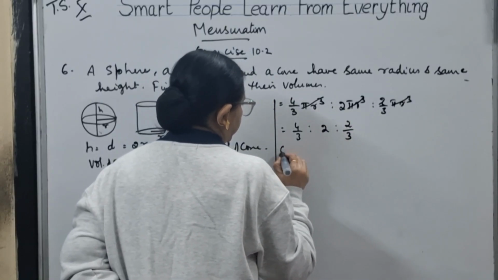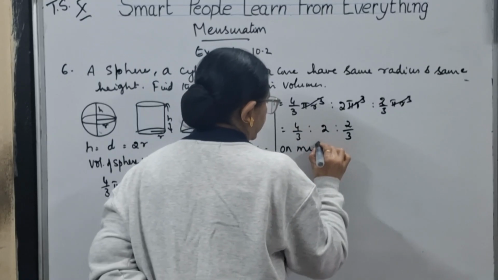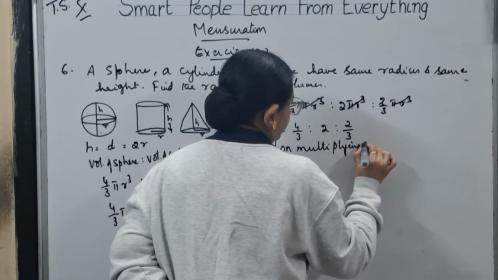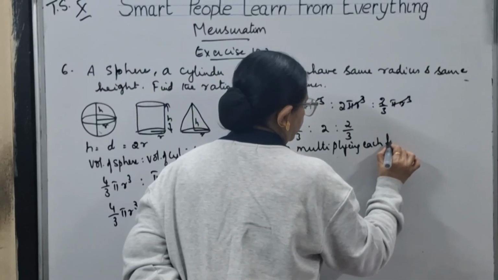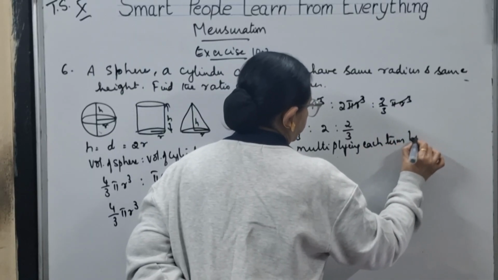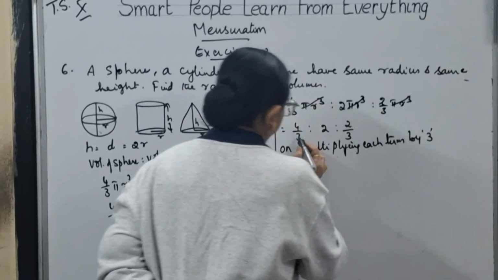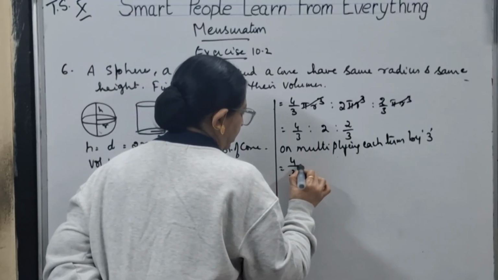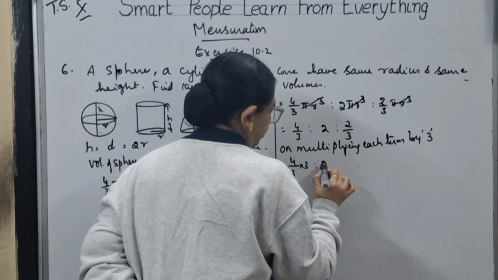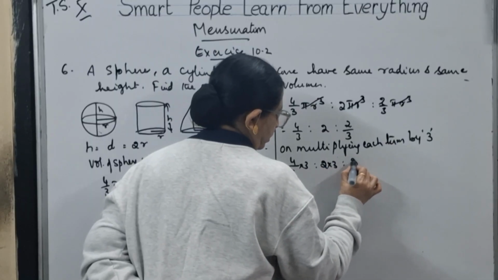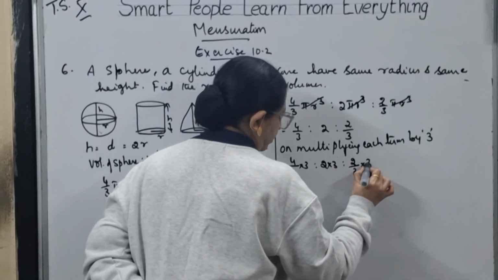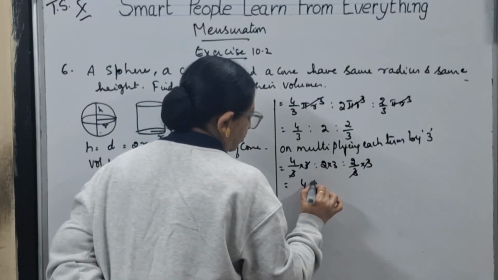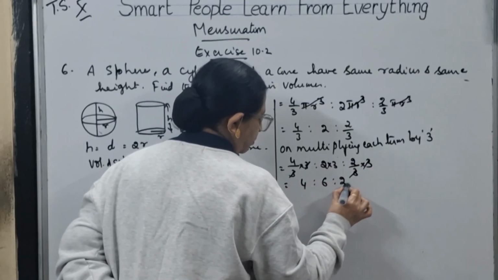So let me multiply each term by 3, so that this denominator 3 can be cancelled. 4 by 3 into 3 is to 2 into 3 is to 2 by 3 into 3. These 3's will get cancelled. I am getting 4 is to 6 is to 2.